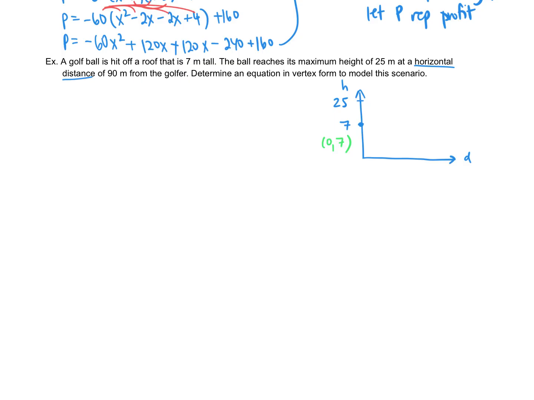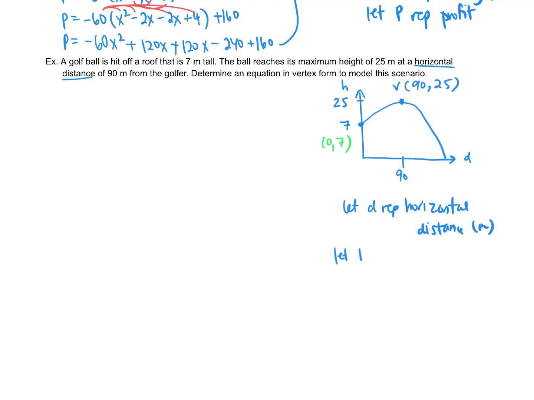And the horizontal distance where this maximum occurs is at 90. So I'll put 90 there. And then there's the vertex, 90 for the horizontal distance, comma 25 for the maximum height. And now there's my parabola. So in terms of my let statements, let D represent horizontal distance in meters, and let H represent the height also in meters.